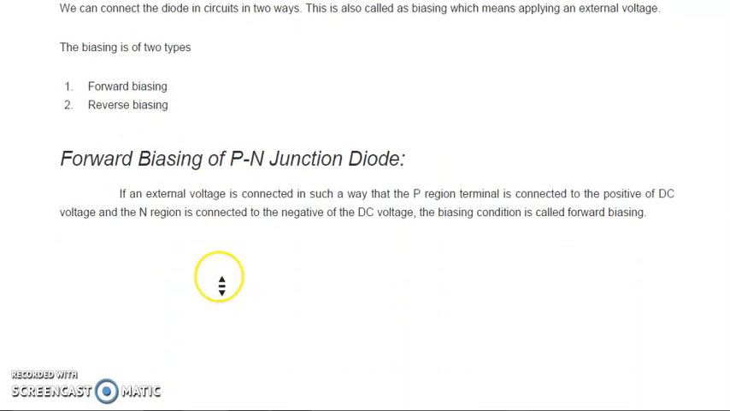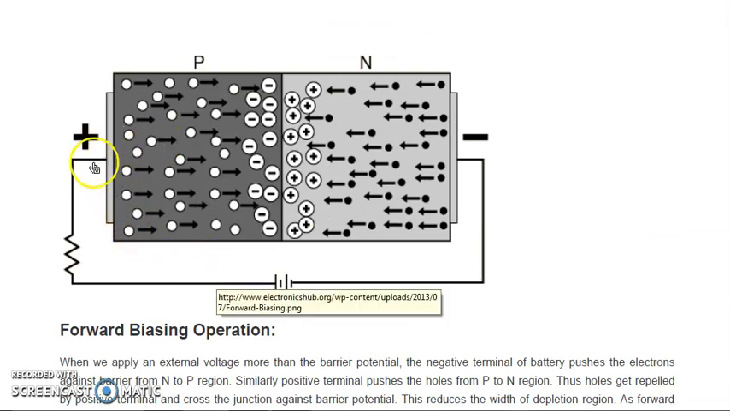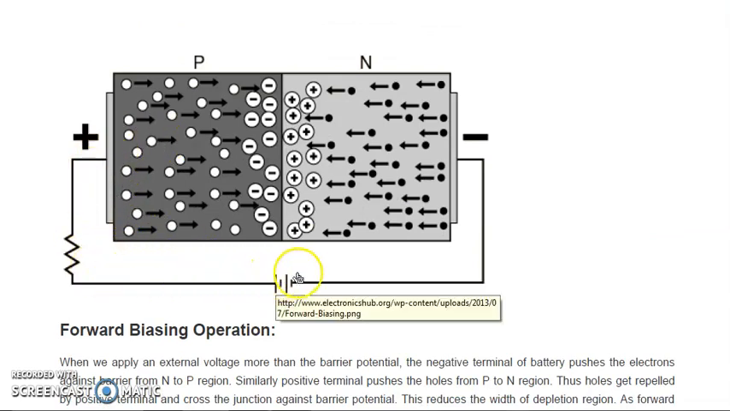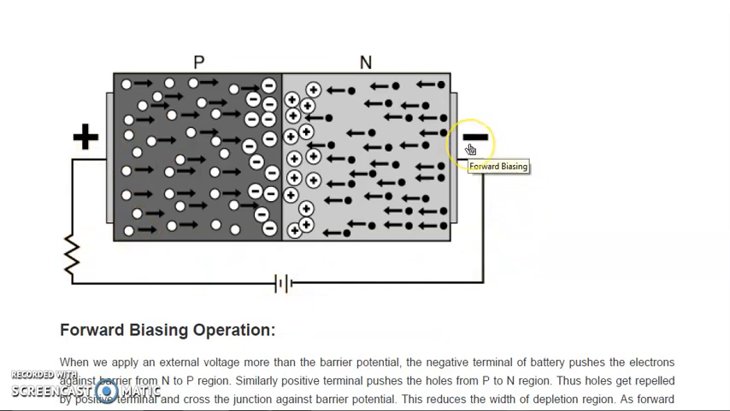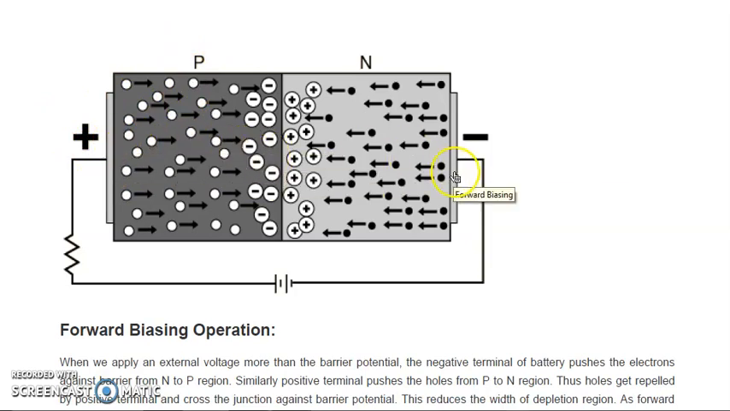What is forward biasing? In forward biasing, you connect p type to the positive terminal and n type to the negative terminal. Now what happens when you connect like this? The positive terminal is connected to the p type, it will push the holes which are positively charged towards the barrier, and the electrons will be pushed towards the barrier because the n type is connected to the negative terminal. Now because this is a barrier, it needs to be broken.